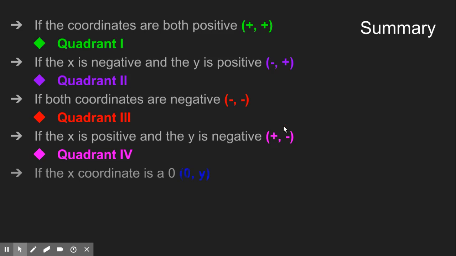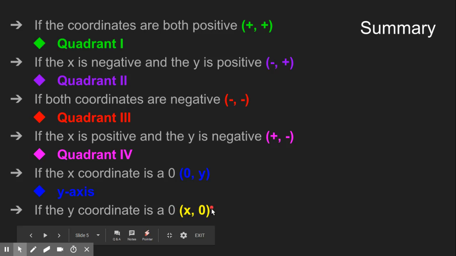Then there are those special times if there is a 0 as the x, so it's 0 and then any number y, you're going to stay on the y-axis. And if your coordinate has a 0 as your y, so it's some number as the x and then 0, you actually end up on the x-axis.